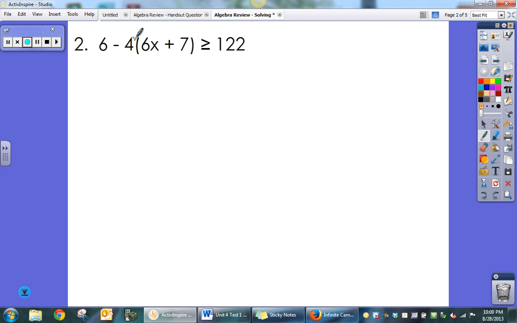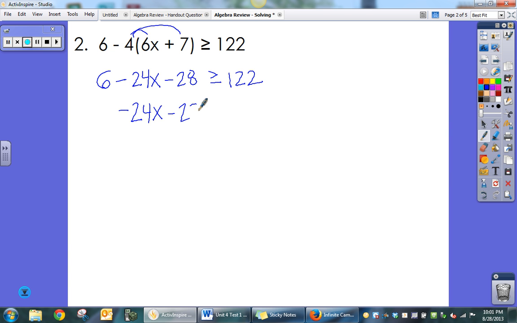Second example, again following correct order of operations, I'm going to distribute my negative 4. So negative 4 times 6x is negative 24x. Negative 4 times 7 is negative 28, greater than or equal to 122. I'm going to combine like terms, so my 6 and my negative 28 combine to be negative 22.